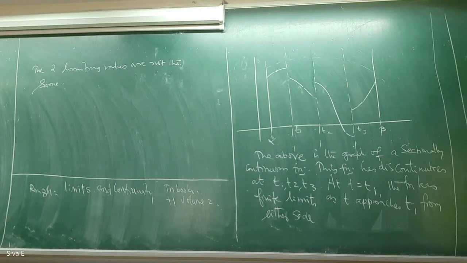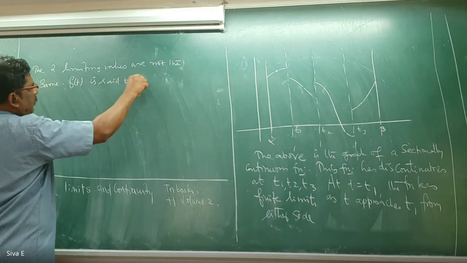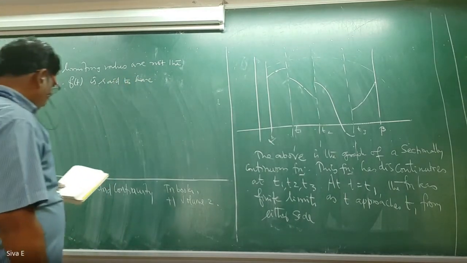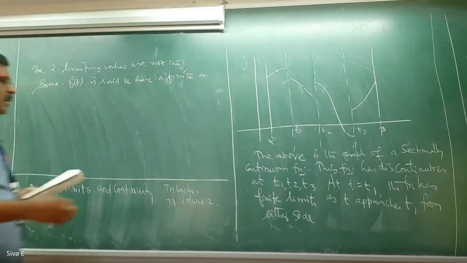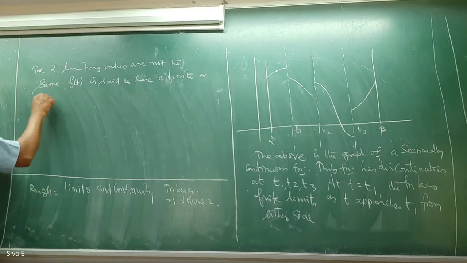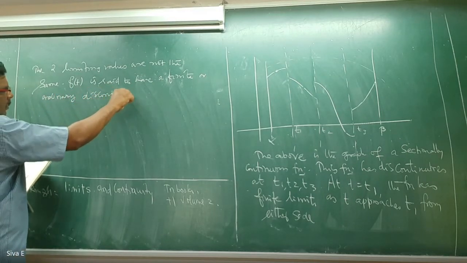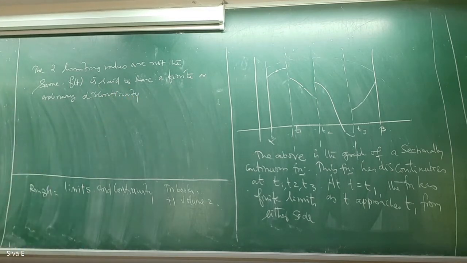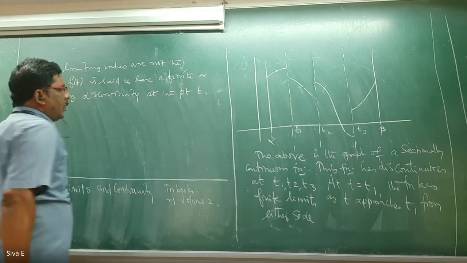So these are like MCQ questions. The two limiting values are not the same. f of t is said to have a finite or ordinary discontinuity at the point T1.